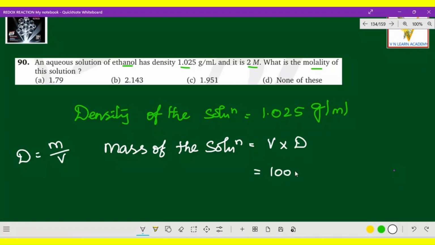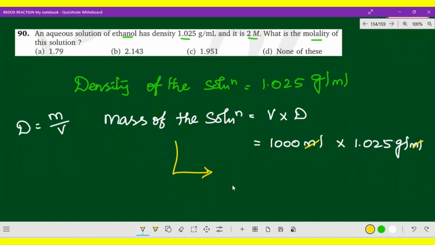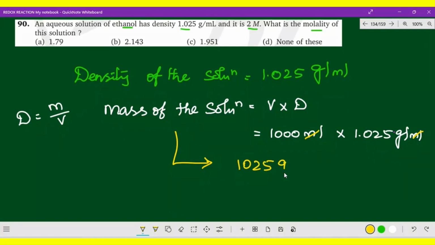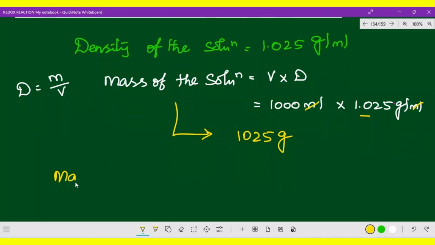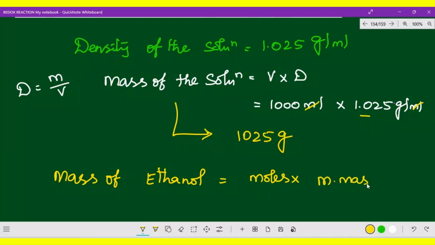So volume is 1000 ml. Density 1.025 gram per ml. So ml will be cancelled, and you will get mass of the solution in gram. How much is it? 1025 gram. It is a whole number. Now, next one, mass of ethanol. Mass of ethanol: it is moles into molar mass of ethanol. That is what we mentioned in the previous question and concept. It is moles into molar mass.